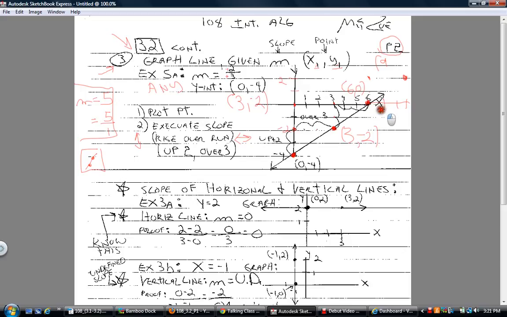9, this is 6, 7, 8, 9, 9, 2. Look at the stepping stones, up, over. Now the question is, what if I asked you to learn a concept called reverse slope? And what I mean by this is take this original point, and how could you get back down here to the y-intercept?